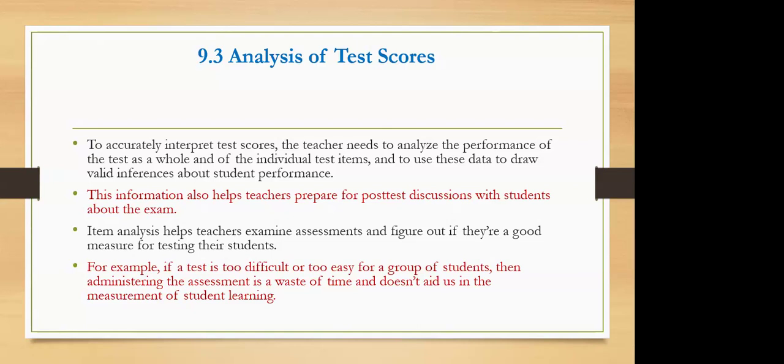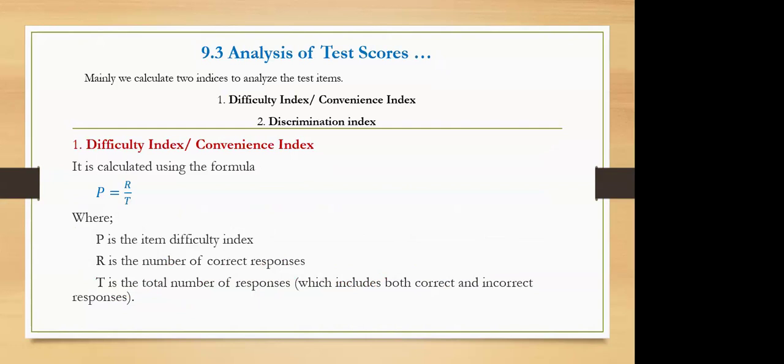Analysis of test scores is important, because we can analyze our paper to see whether it is too difficult, too easy, or moderate. Without analyzing the difficulty, if we distribute it to the children and it is too easy, it is a time-wasting activity. So the analysis part is very important. To analyze the test scores, we have to use two indexes.